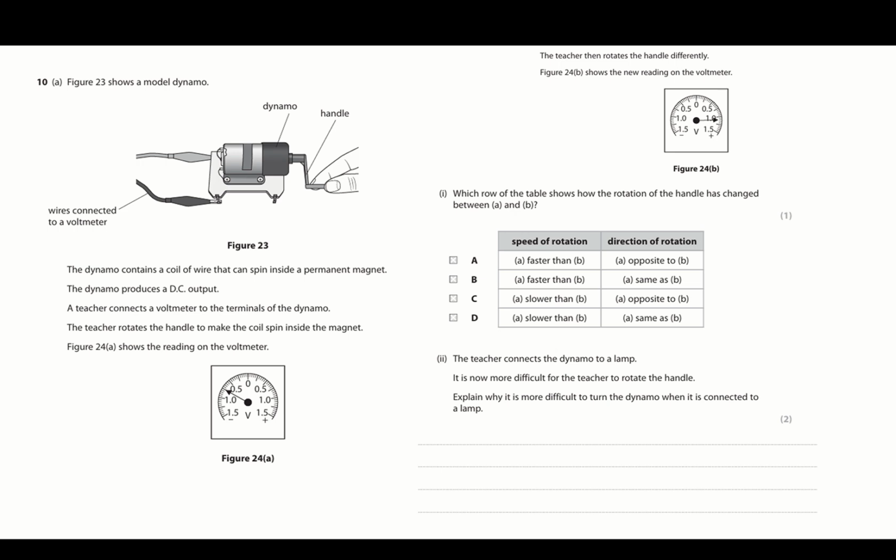Okay, last question, question 10. So we've got a model dynamo. There's the dynamo. This is connected to a voltmeter. So let's connect that up to a voltmeter and a screen. Clearly they can turn the handle that way, or they can turn the handle the other way. And it produces a DC output because it's a dynamo.